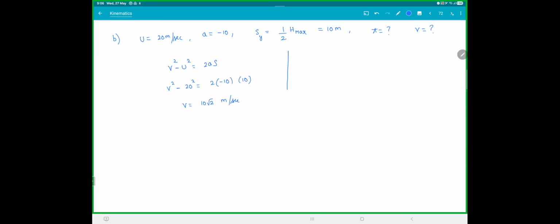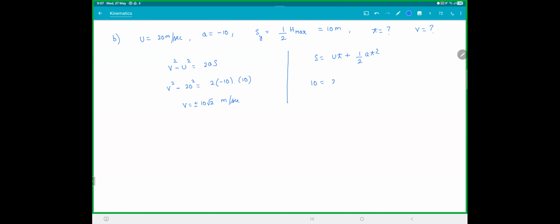Right? Now, you want to find the time. I can actually use this velocity to get time also, but let me do this. This is ut plus half at square. Technically speaking, this is plus or minus because it can be going up or coming down. But I asked you for speed, so it won't matter.